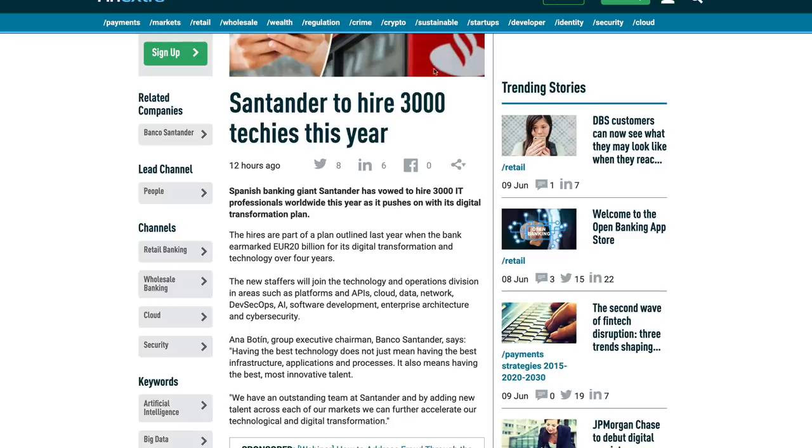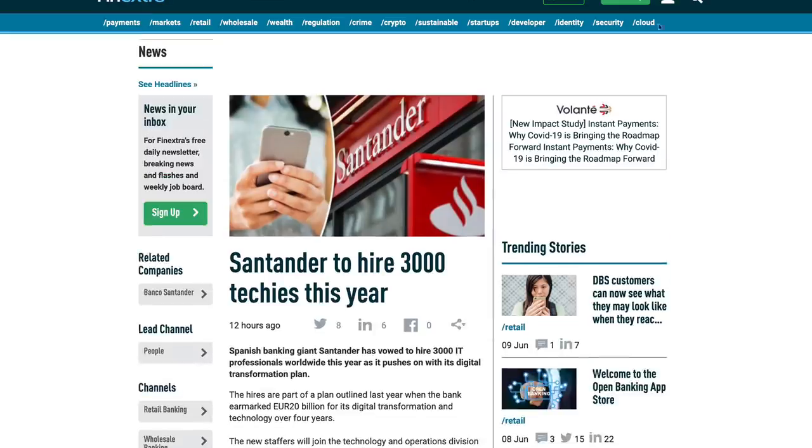And so they want to accelerate their operations, obviously looking to move into the future. We know they're already a Ripple partner. Now committed to hiring 3,000 techies in the year 2020 to keep developing their infrastructure, to keep themselves on that digital edge. Great news there for Santander.